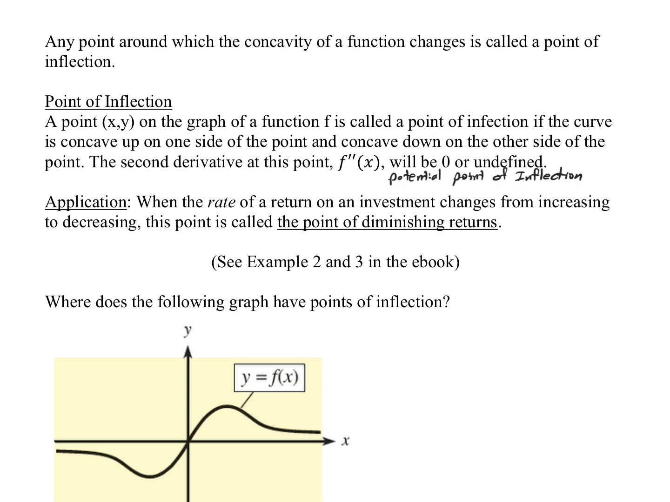Now, one application of why we talk about points of inflection would be when we talk about points of diminishing returns. So the context is that if you're looking at an investment, and specifically if you're looking at the rate of return of an investment, so your rate of return would be the first derivative, when the rate of return changes from increasing to decreasing, then we would say that this is the point of diminishing returns. So there's a good example of that in the book if you look at example 2 and 3 in the ebook.